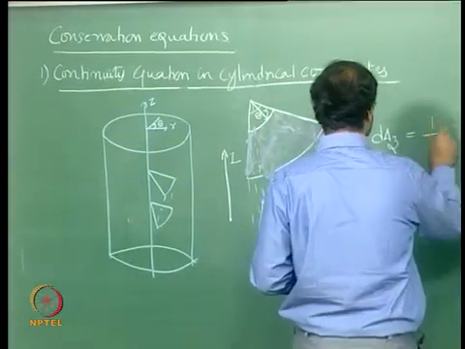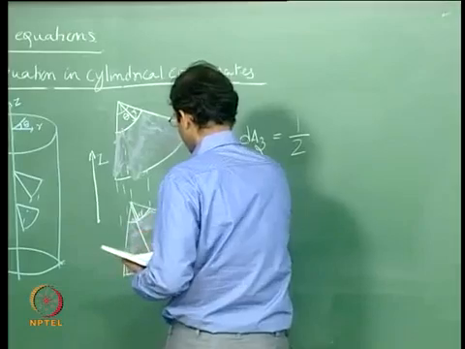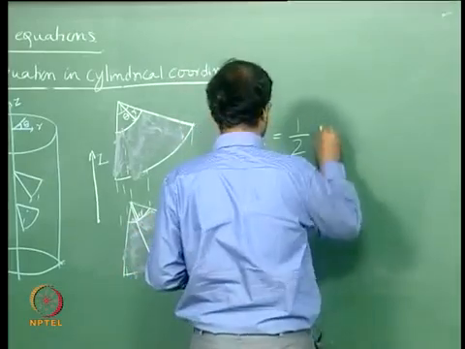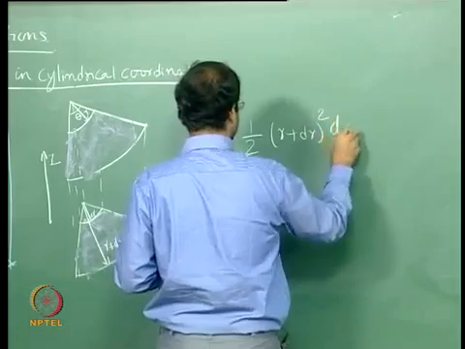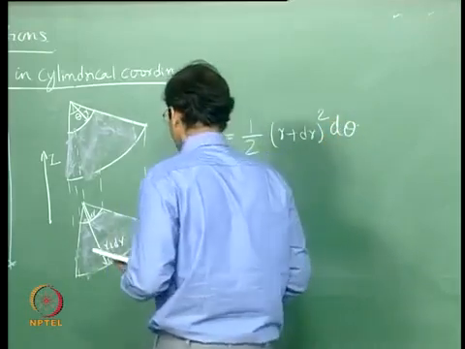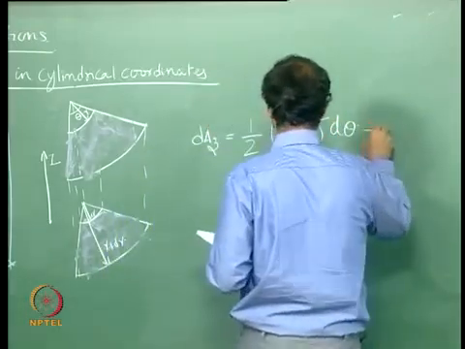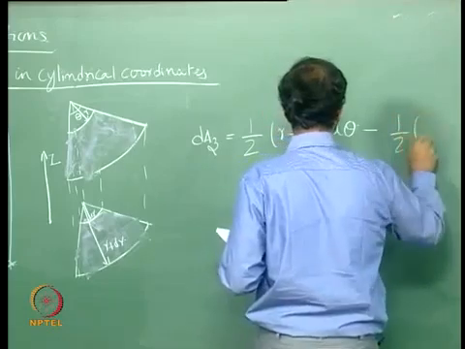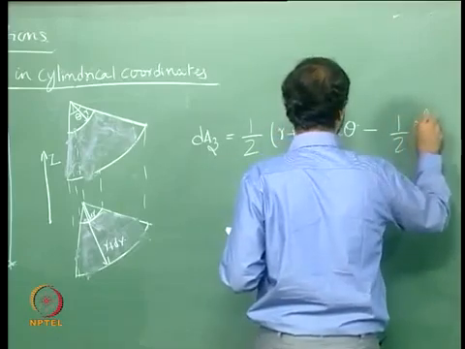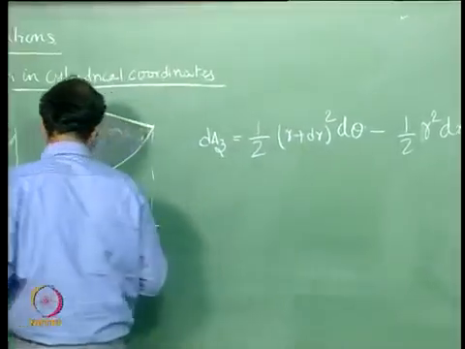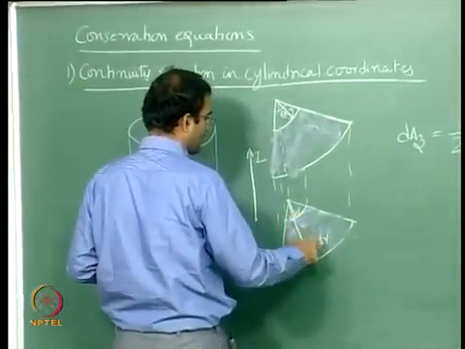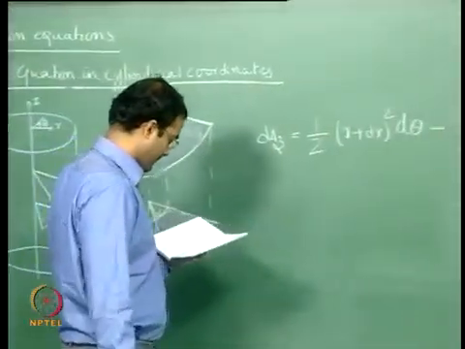The area of the sector enclosed by the radius r plus dr will be half (r plus dr) whole squared into d theta. Similarly, the area of the sector enclosed by the radius r will be half r squared d theta. So you subtract these two, and that gives the differential area between r and r plus dr.